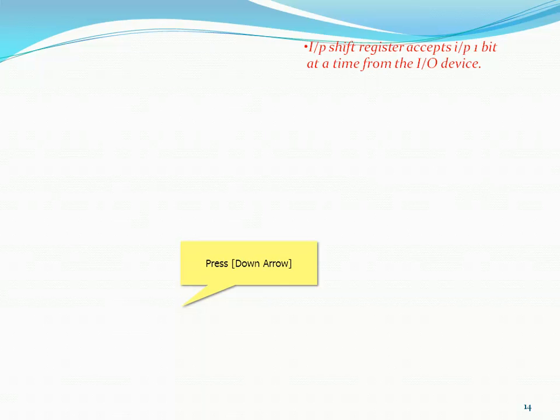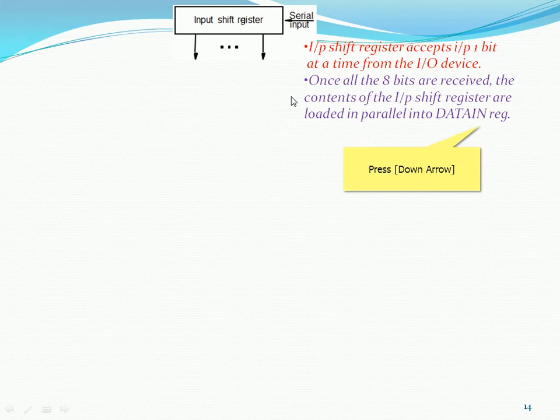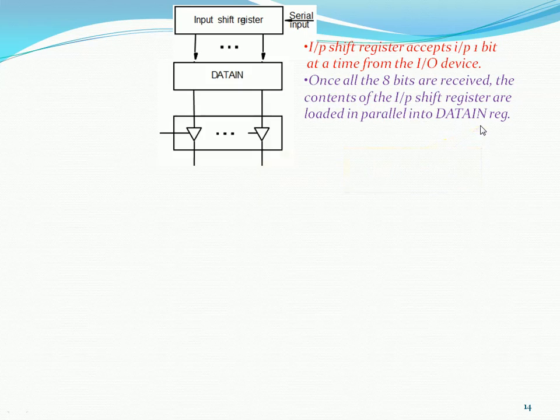Here the shift register accepts the input bit, one at a time, from the I/O device. So the serial input will be there. Once all 8 bits are received, the contents of the input shift register are loaded in parallel into the data in register. So the bits occupy one by one, and then go at once in a single stretch to the data in register, which is connected to a tri-state driver or tri-state buffer.